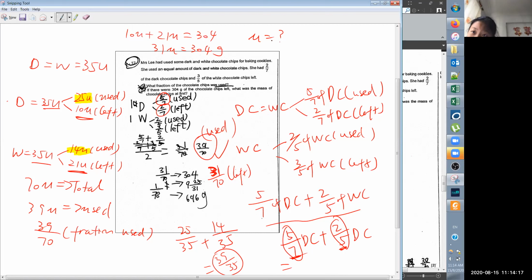The number is a bit awkward, but it's okay, just put it in fraction, because later on I'm going to times 70. So it's 9 and 25 out of 31. So what was the mass of chocolate chips at first? At first is 70U. So you just times 70.